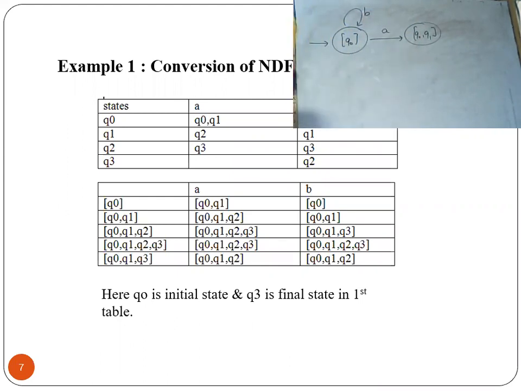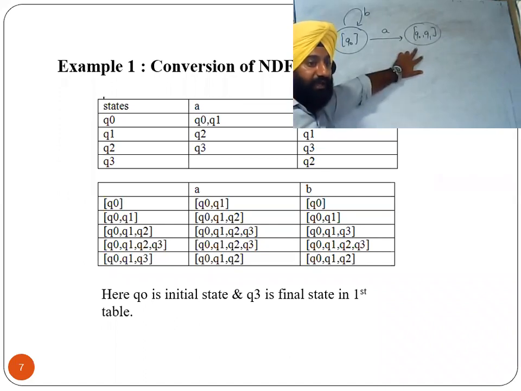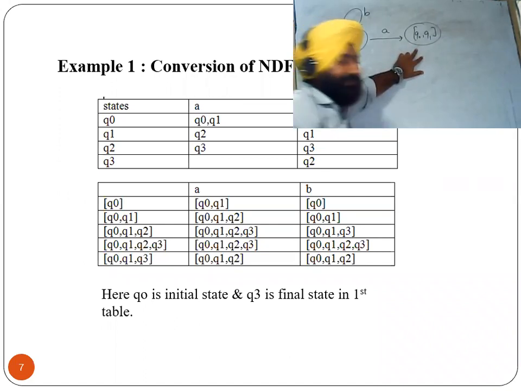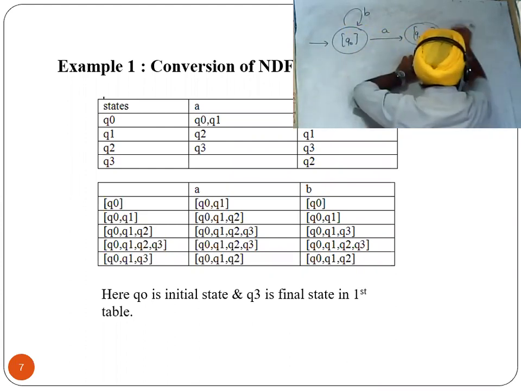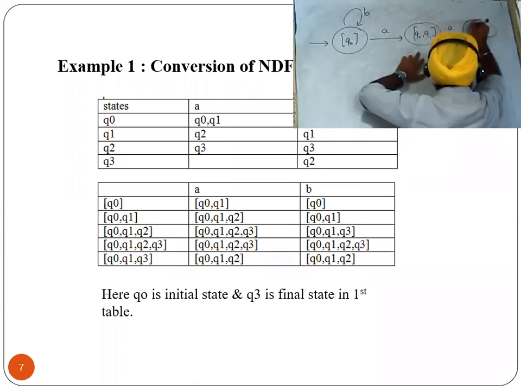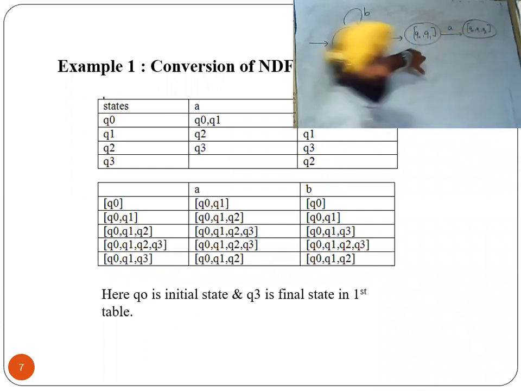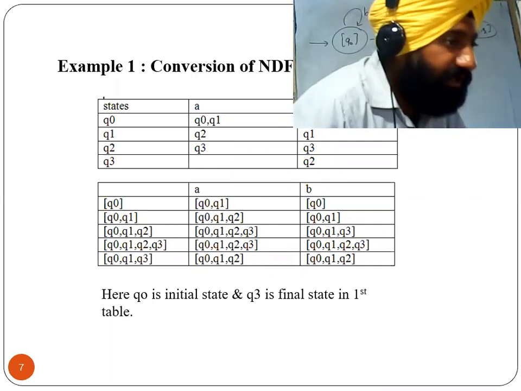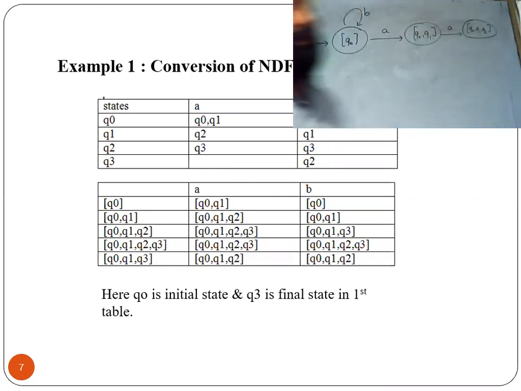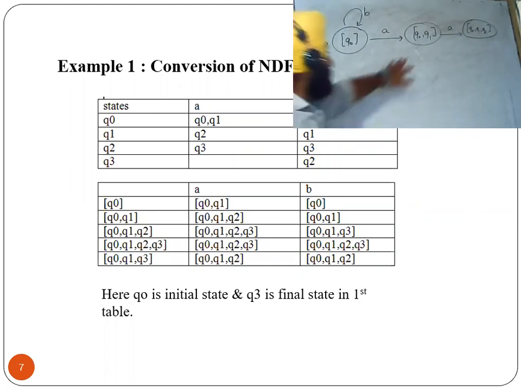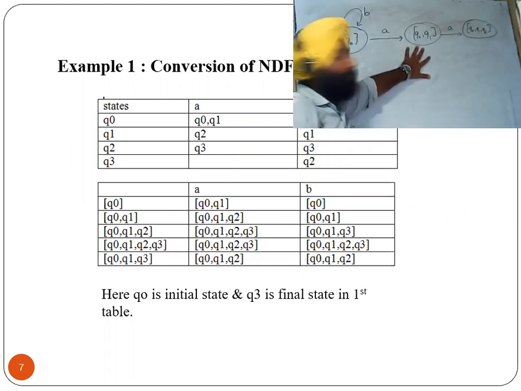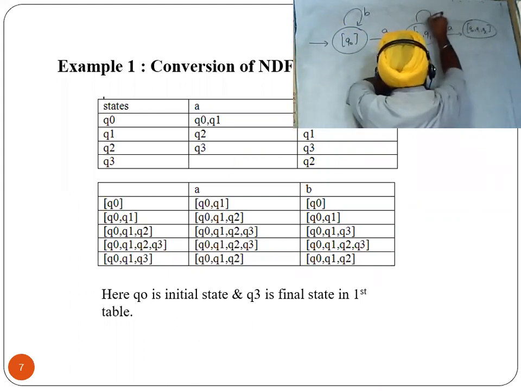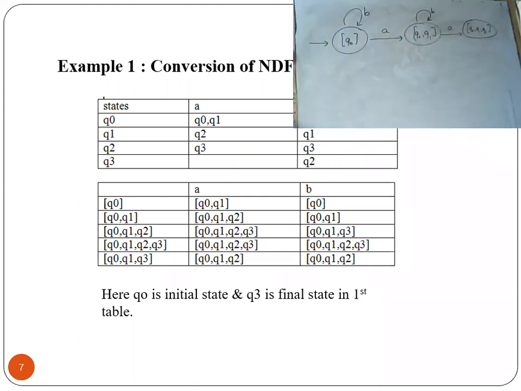Next, second row, Q0 Q1. Upon the processing of A, it will lead you to Q0, Q1 and Q2, right? Q0, Q1, Q2. Next, upon the processing of B, again a loop is there. So two rows have been completed.